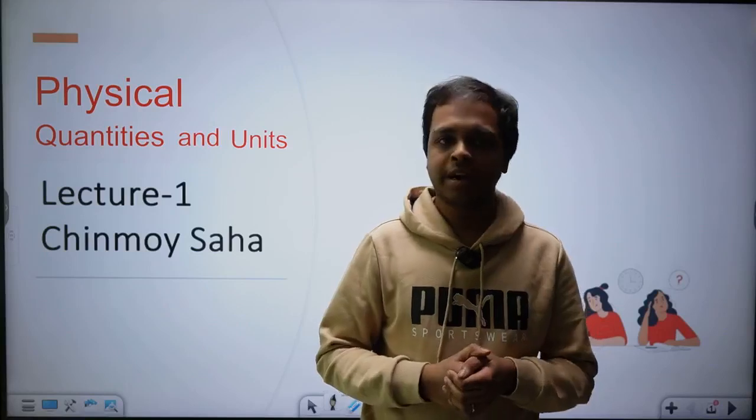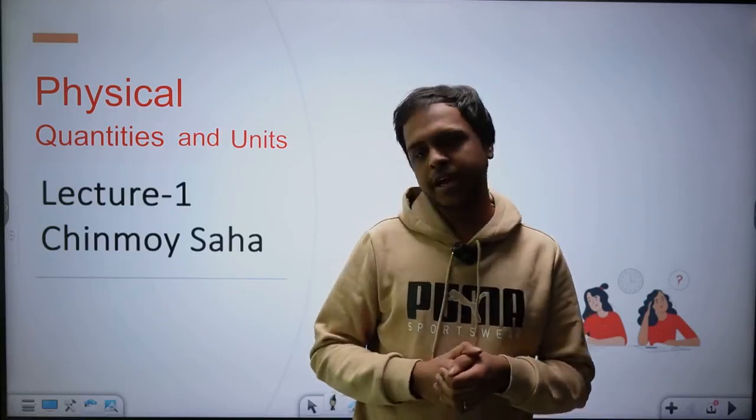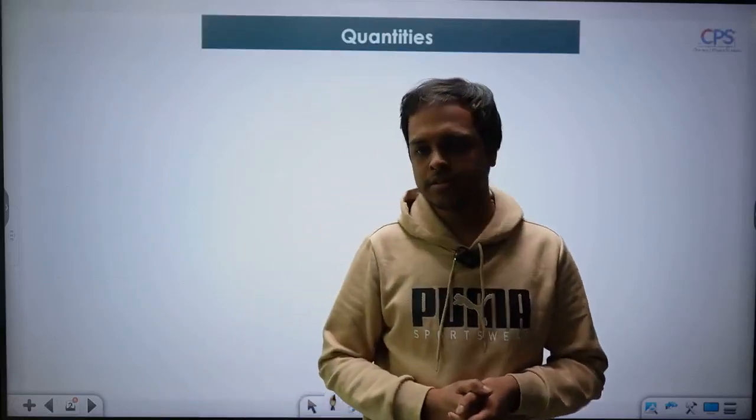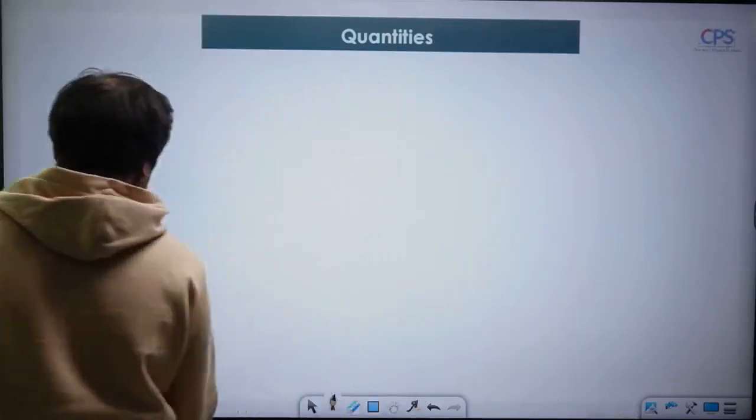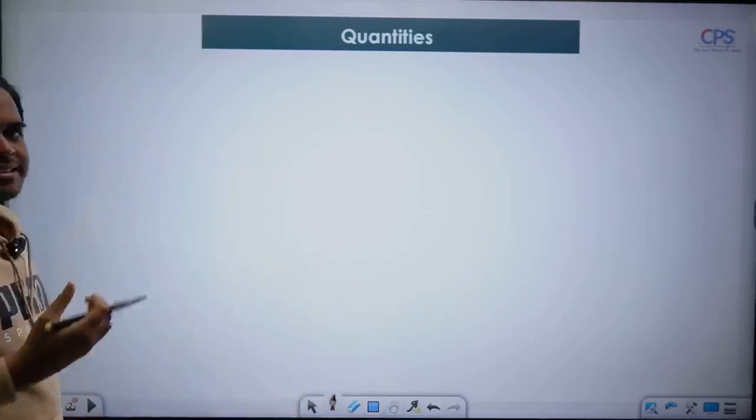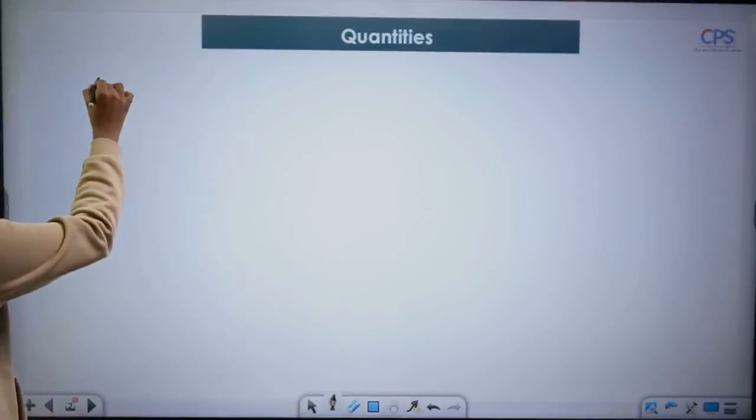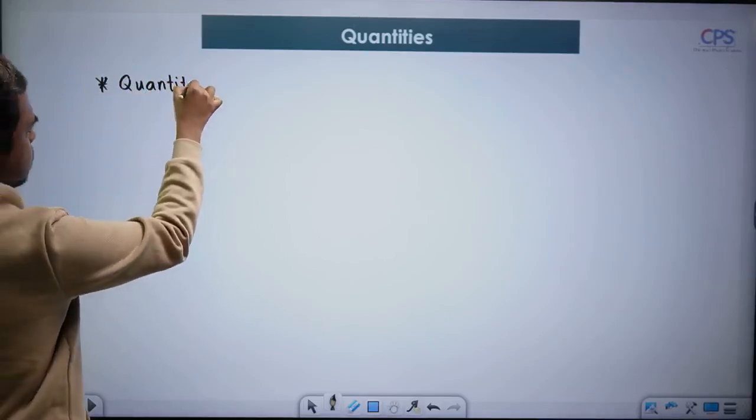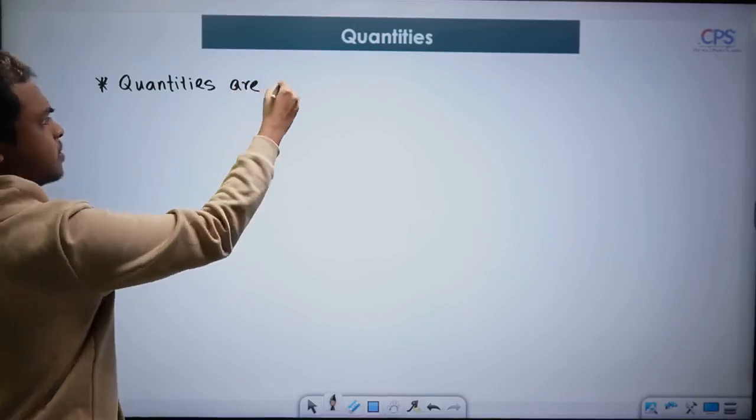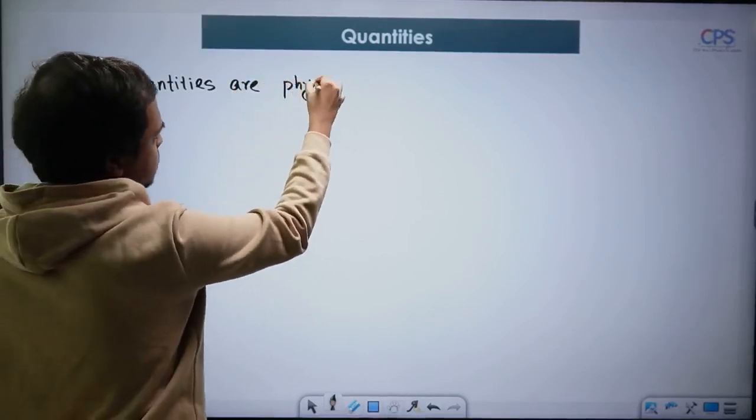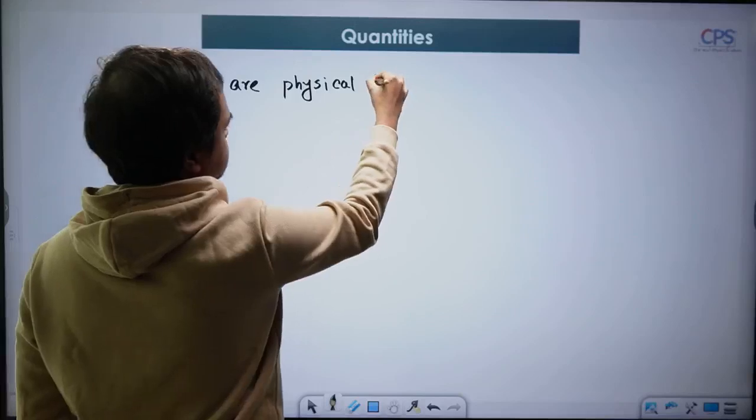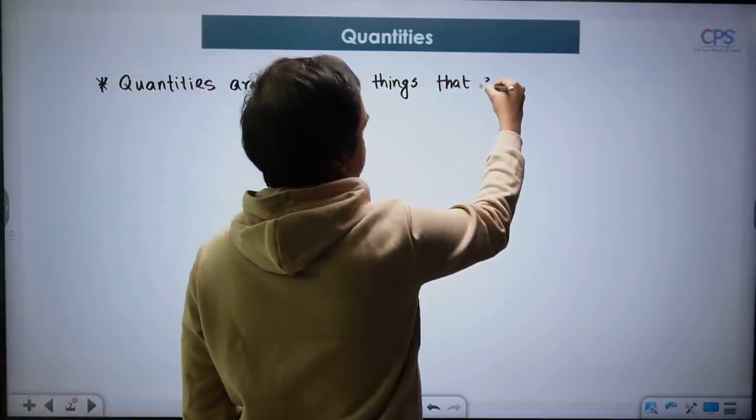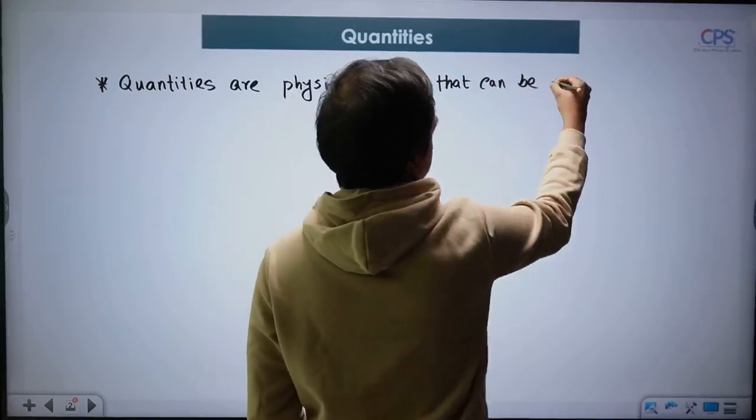Lecture number 1, we'll be studying physical quantities and units. Today we'll be studying about quantities and the introduction of scalars and vectors. So at first, let's see what are quantities. Quantities are things that can be quantified. So let's write that quantities are things, physical things, that can be quantified.